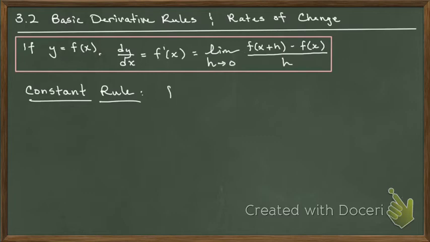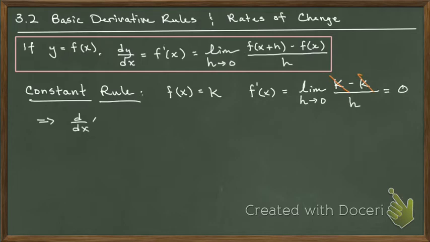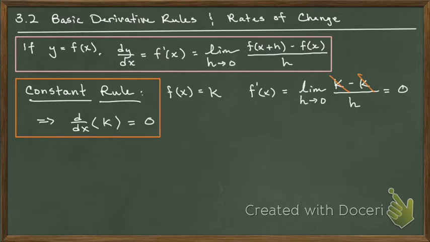Say I want to take the derivative of some function f of x equals k. I would take the limit as h approaches 0 of f of x plus h, or k, minus f of x. So f of x plus h and f of x are the same here because my function is constant for any x. And we can see quickly that that limit is exactly just going to be 0. So we can say that the derivative of any constant is always 0.